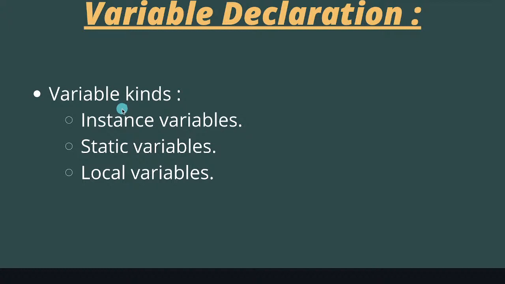I don't want you to worry about these three kinds of variable for now, because for instance and static, we'll cover them when we are learning objects. It will be clear at that moment, and when we move to methods, we'll discuss local variables. So don't worry about this, because if I take this concept now, then you will be memorizing it, and I don't want you to memorize it, I just want you to understand it. So we'll see instance, static and local variables later when we proceed to those particular topics.